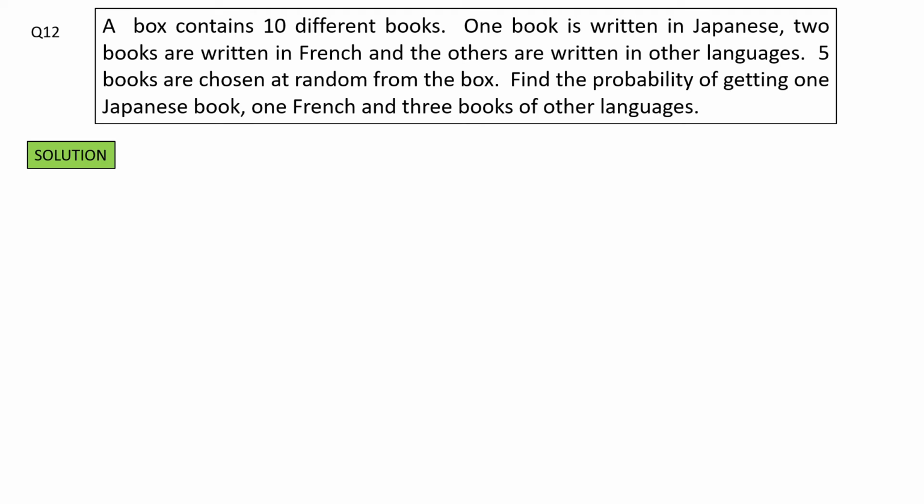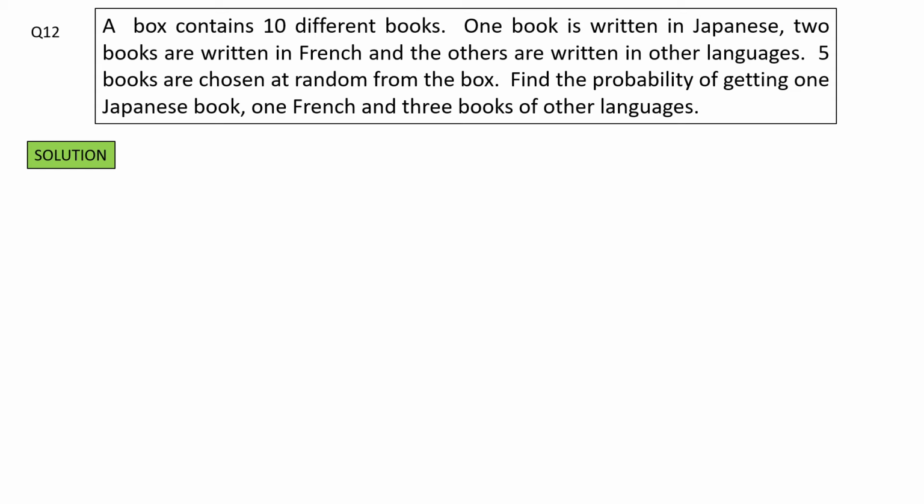Okay, let's move on to question 12. A box contains 10 different books. One book is written in Japanese, 2 books are written in French, and the others are written in other languages. 5 books are chosen at random from the box. Find the probability of getting 1 Japanese book, 1 French, and 3 books of other languages.